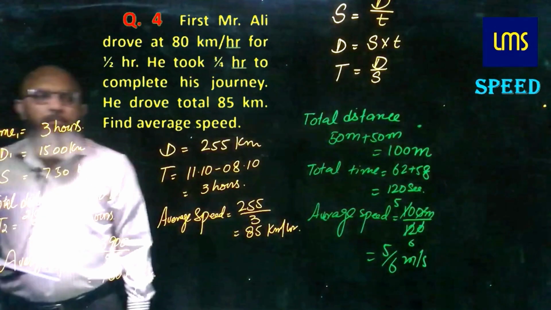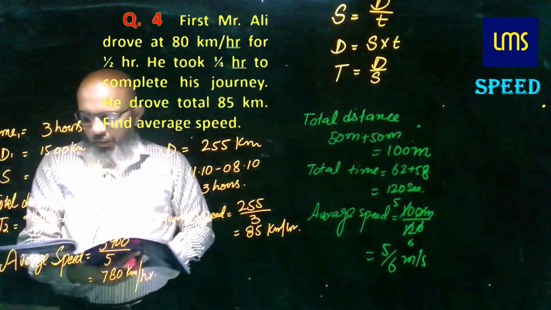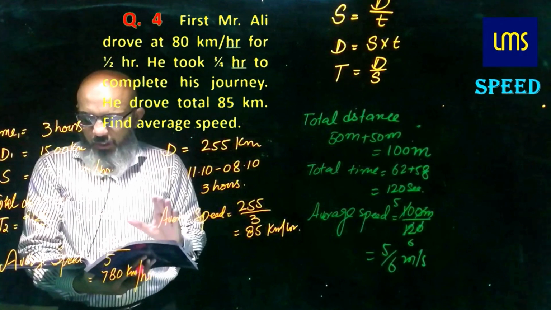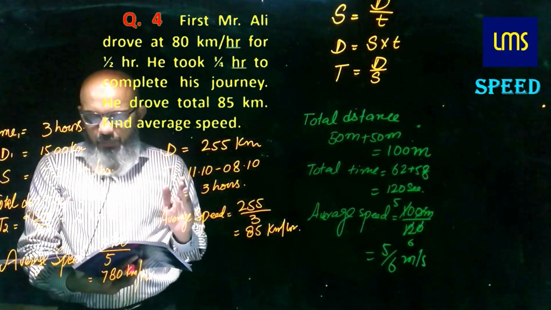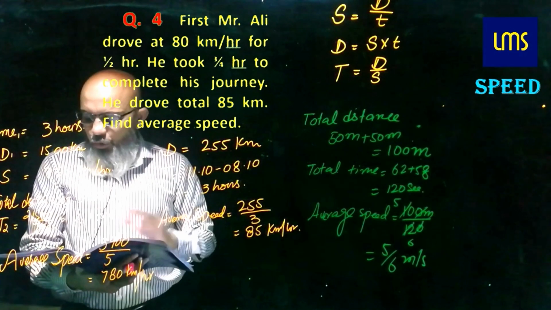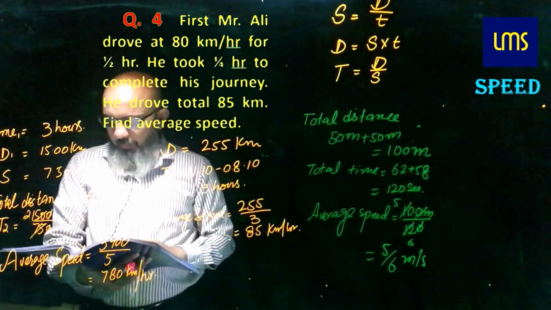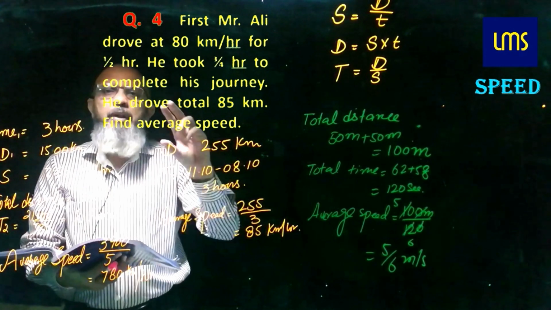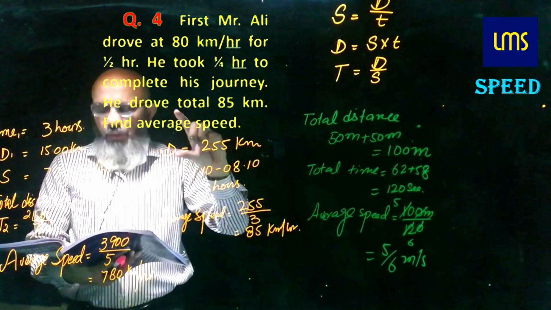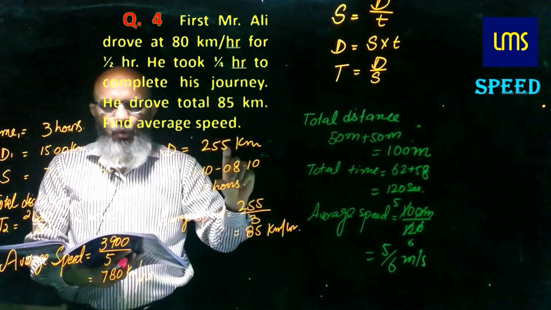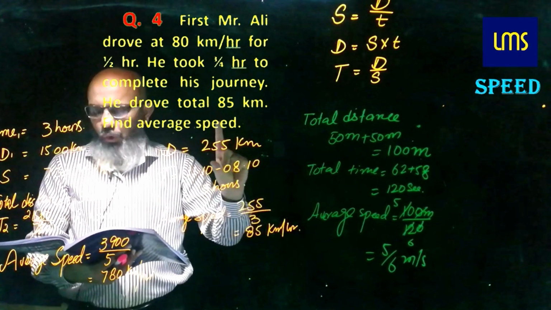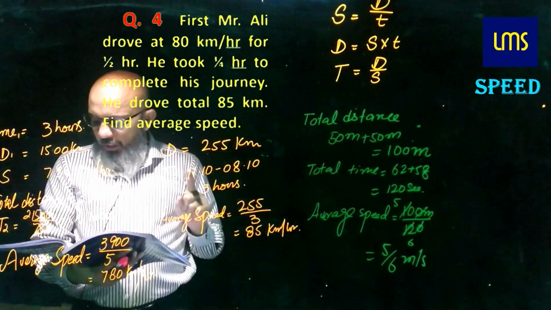Now question number 4 is on your screen. I read from the book. For the first part of his journey, Mr. Ali drove at a speed of 80 km per hour for 1/2 hour. He took 3/4 hour to complete the second part of the journey. So his time duration for the first part of the journey is 1/2 hour, and his time duration for the second part is 3/4 hour. Mr. Ali drove a total distance of 85 km.